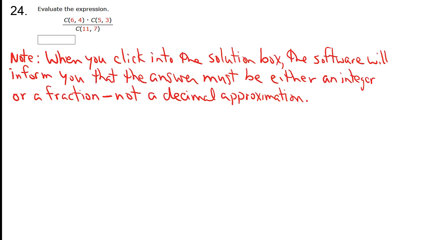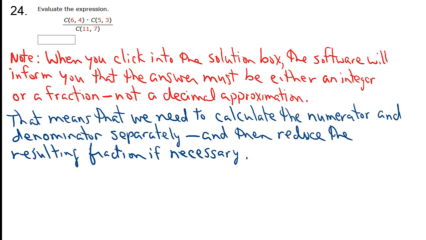Also, another hint, if you actually click into the solution box in the software, it will tell you that the answer's got to be either an integer or a fraction. In other words, they're giving you one more warning that they don't want a decimal approximation. But in general, unless they tell you to round it, they do not want a decimal approximation. So I would calculate the answer for the top, the answer for the bottom, and just turn it into a fraction. That's what you need to do in a problem like this.